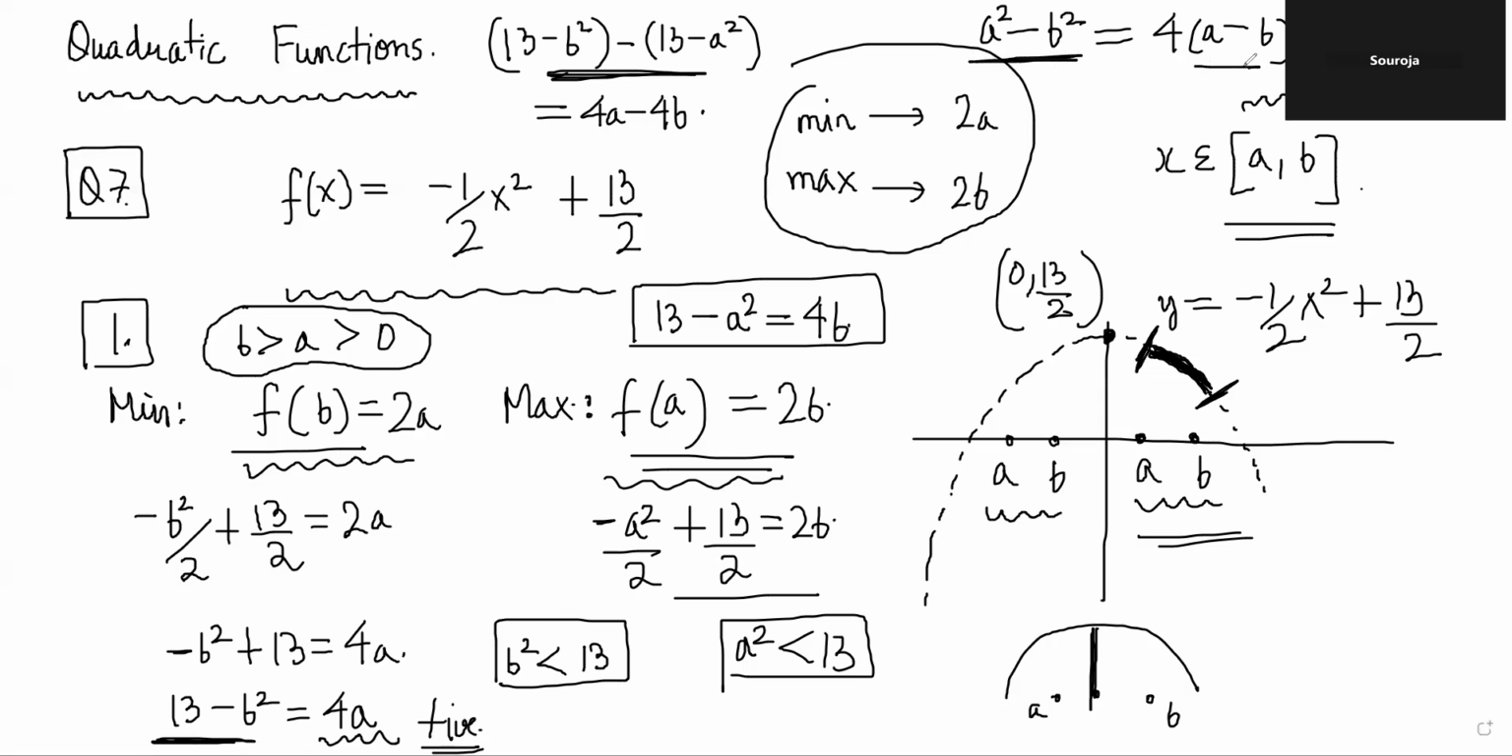Here, by dividing a minus b, you will get this, right? Now that we have this condition, we can use that in these equations, because now we can write a as 4 minus b, right? And we'll put that in this equation, for example, and you will get 13 minus b square is equal to 4 times 4 minus b, right?